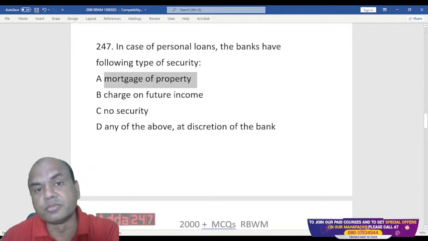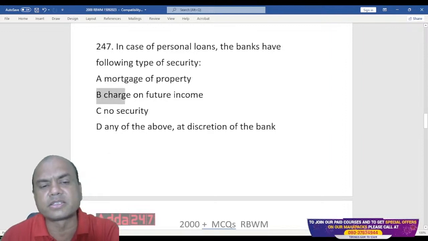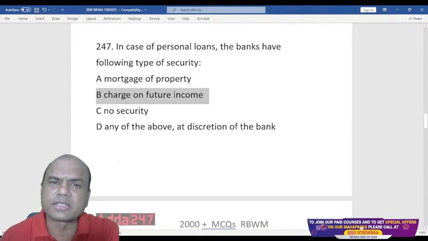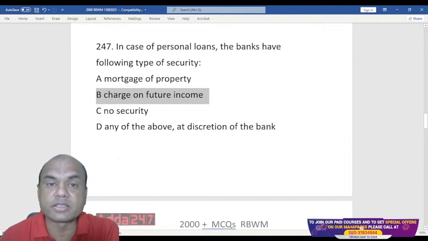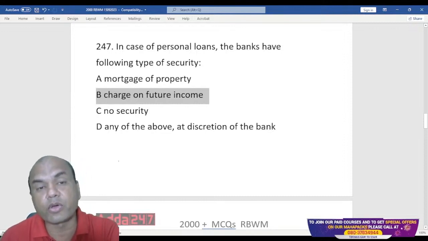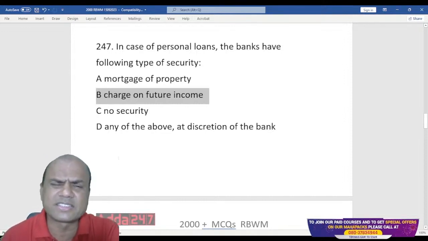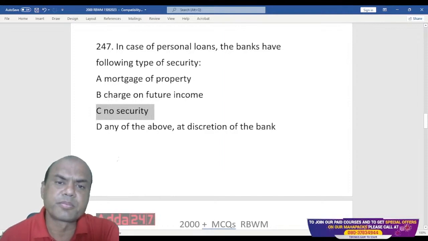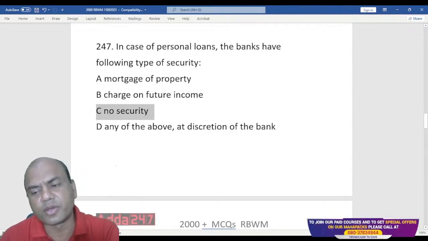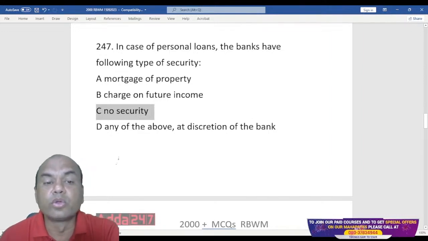Charge on future income, that is also not there. See, some banks do go for this. They have a system in some nationalized banks, that you will require the company to give you in writing that they'll deduct the EMI from the salary and pass it on to you. But these things are gone now. Nobody does anything. So charge on the future income, that is also not done. No security, that is the answer. In personal loans, there is no security. PL is given nowadays merely on the basis of the CIBIL score. So that's why in case of personal loans, no security is taken.